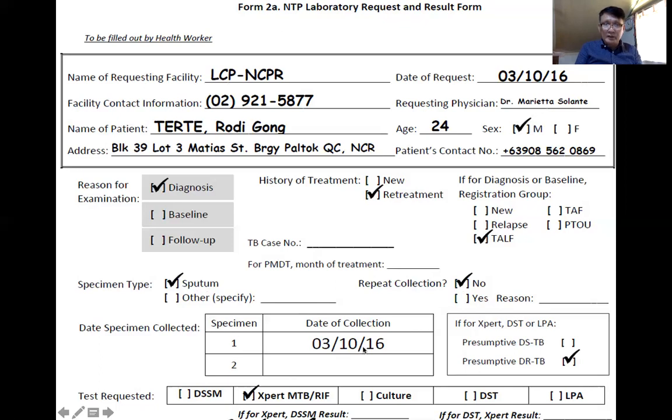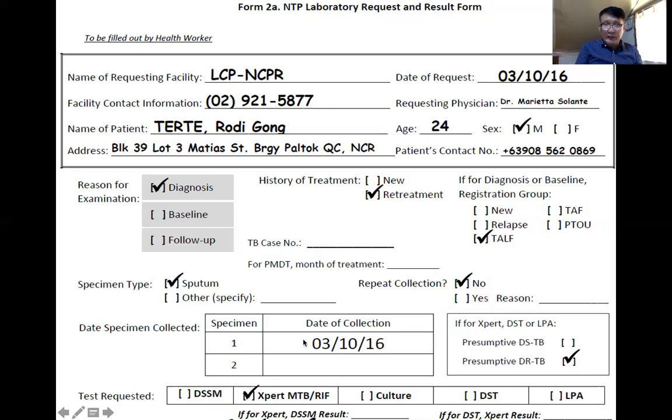Then on this table, we have the number of specimen, 1, and the date of collection, we also indicate the date of collection. And then if it is for Xpert, DST or LPA, you have to indicate if your patient is presumptive DSTB or presumptive DRTB. In this case, it is a presumptive DRTB because the patient is a retreatment case and the patient's registration group falls under treatment after loss to follow-up.